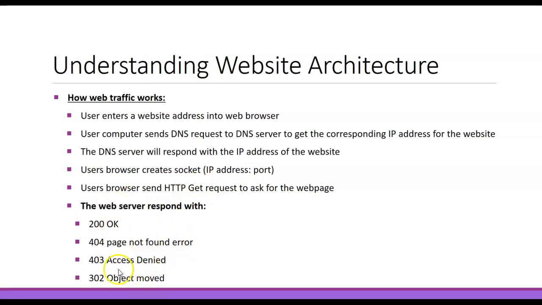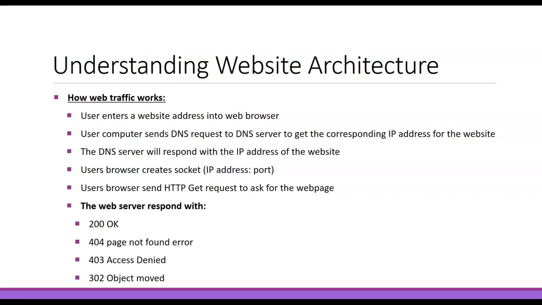and you might get one of these responses. You might get response 200, which means it's okay, and you will get the page on your screen. Or you get a 404 error, which means that the page that you requested is not found. Or 403, which means access denied. You don't have permission to access this page. Or 302, which means this object or web page has been moved to somewhere else.